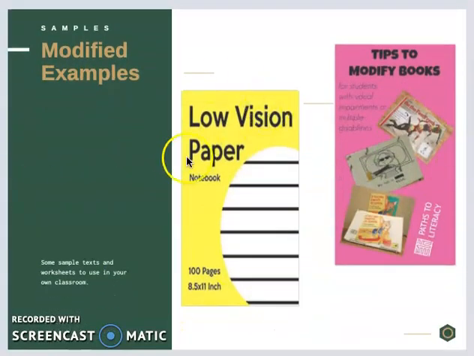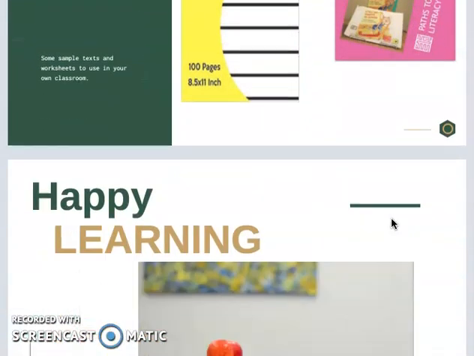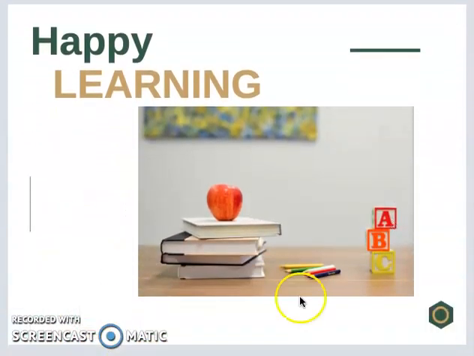Okay, here's some examples of things you could modify. Here's some low vision paper with really dark lines like I talked about, and tips for modifying books, giving them enlarged print. And that's it. Hope you learned a lot.